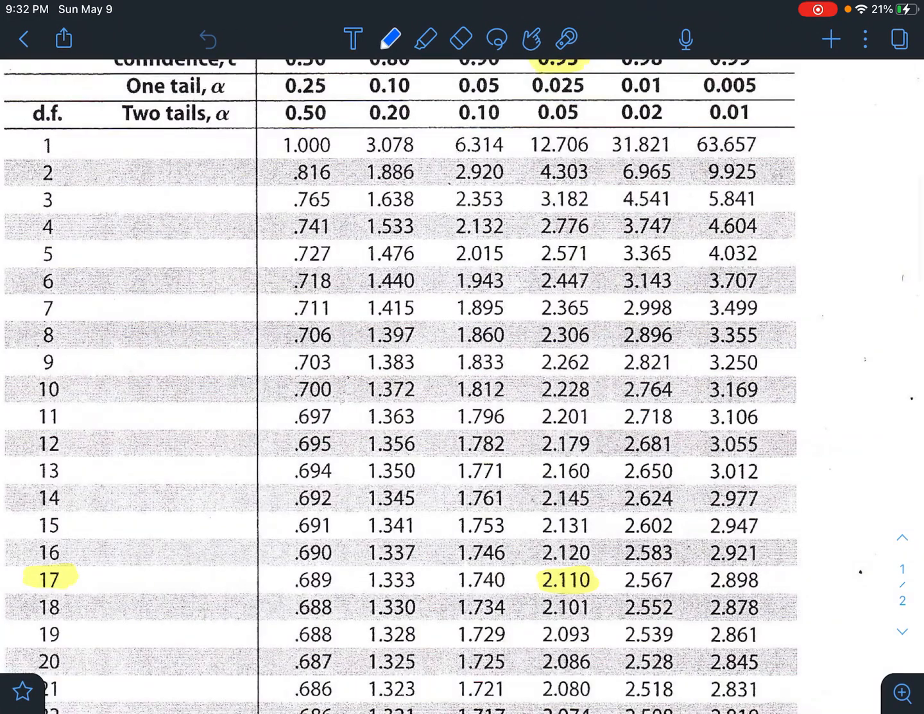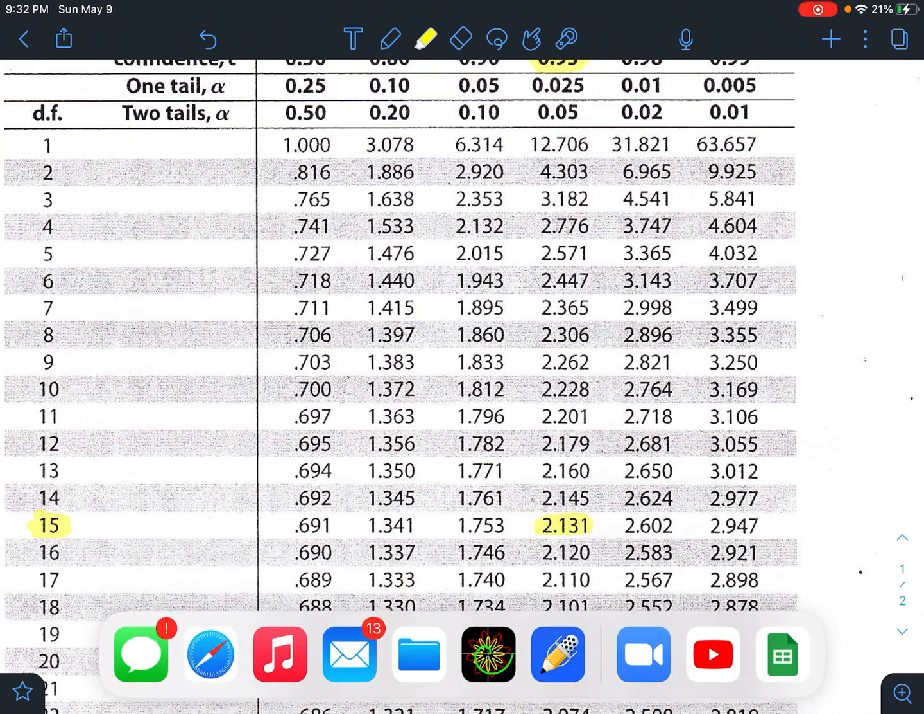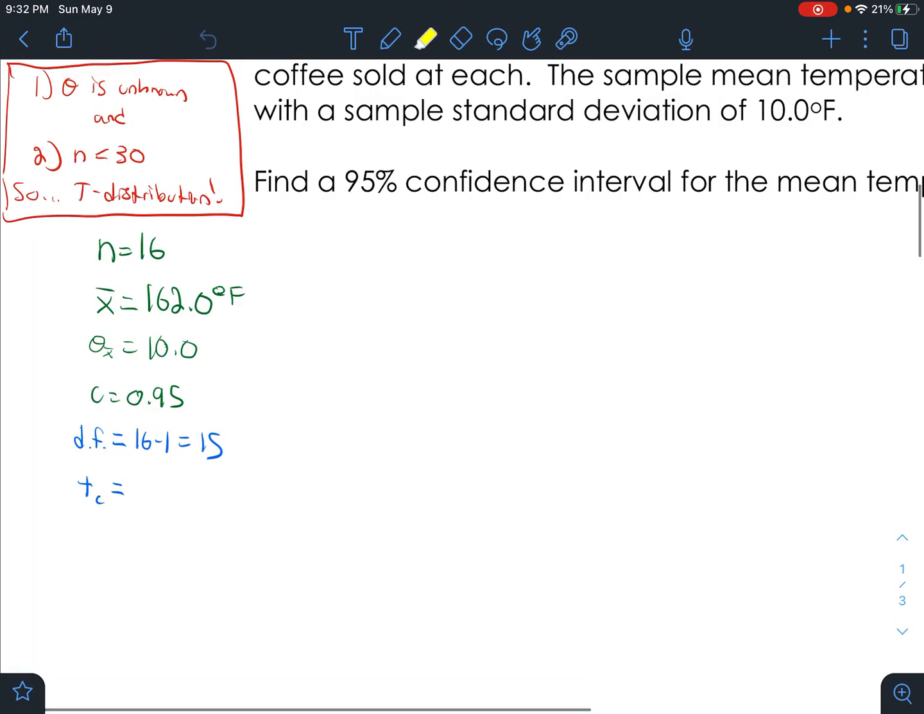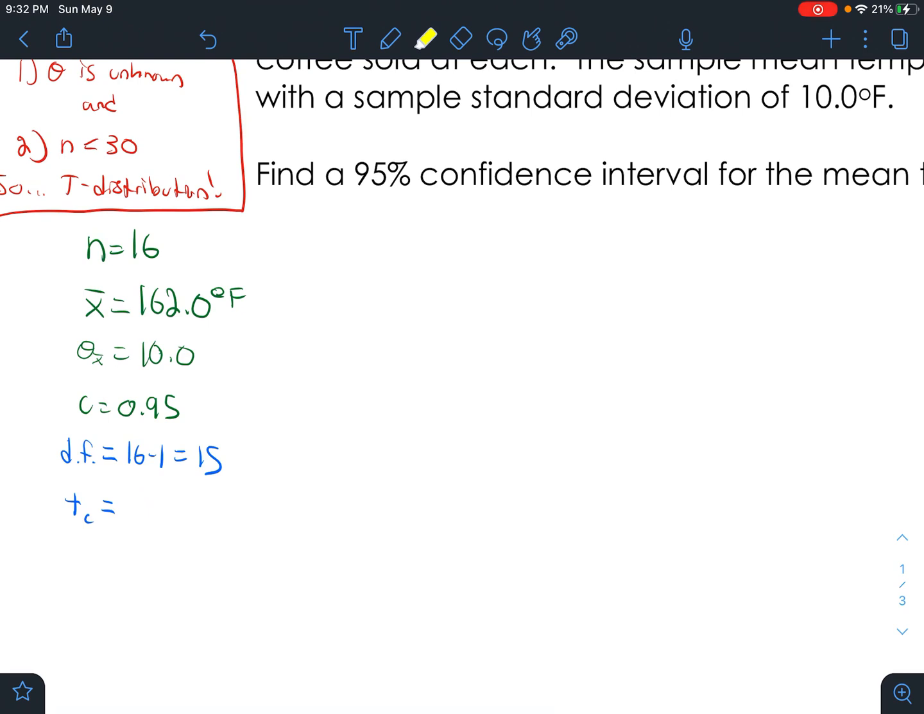So I'll jump to my chart. Let's see here. Degrees of freedom are 15 in this case, and 95% confidence interval, so it looks like 2.131 is what we're looking for here. So 2.131. All right, now the process is going to resemble very closely the process we used in 6.1.